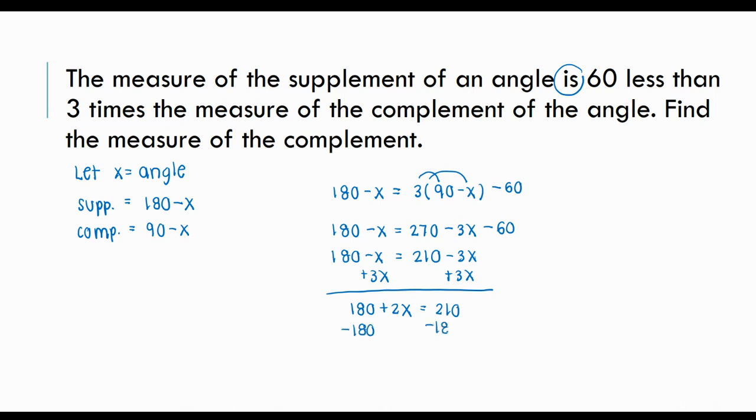I'm going to subtract 180. So now 2x equals 30. And I'll divide by 2 to get x to be 15. But once again, that's not my answer. I didn't ask to find the measure of the angle. I asked to find the measure of the complement. So the complement is going to be 90 minus 15. Well, 90 minus 15 is going to give us a 75-degree angle.